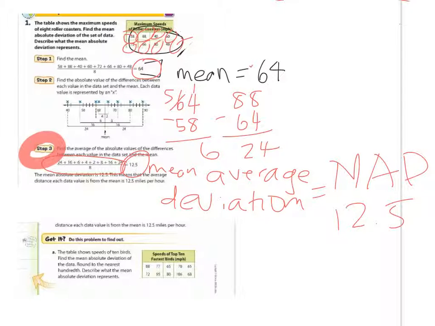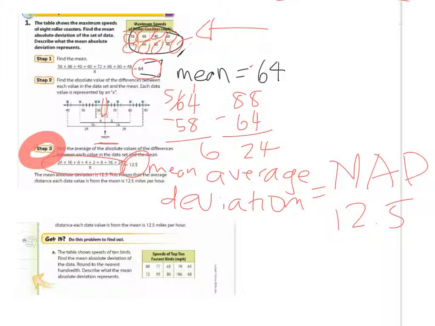Now, what does that tell me? That tells me the average spread, the average distance from all of these numbers here at the very top is about 12.5 from the mean. So each of these are on average about 12.5 units away from the actual mean. That is basically the MAD.